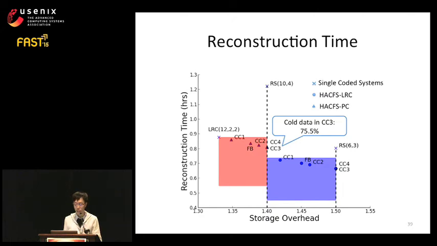Here, the best cases are CC3 and CC4 because they have less data in the compact code compared to other workloads. On the contrary, CC1, which is very close to the compact code performance, has the majority of its data in the compact code state.